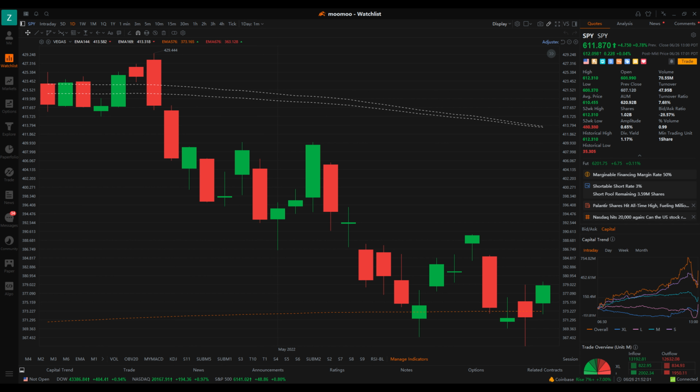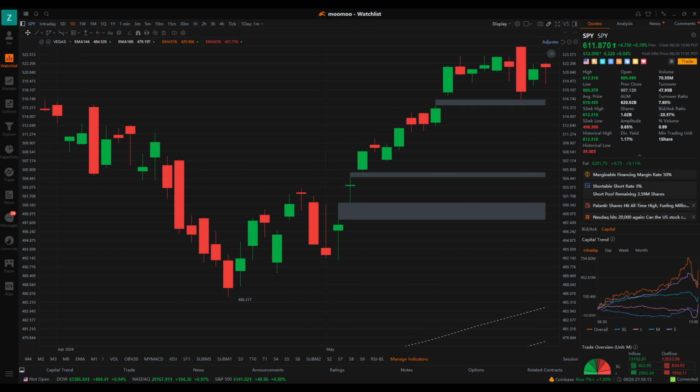Fifth, long shadow candles. There are 2 types: long upper shadow and long lower shadow. A long upper shadow means the stock hit a high, but sellers pushed it down by the close. It shows failed bullish momentum, maybe due to resistance or bad news late in the day. A long lower shadow is the opposite. The price dropped during the day, but buyers stepped in to push it back up. The longer the lower shadow, the stronger the support. The longer the upper shadow, the stronger the resistance.